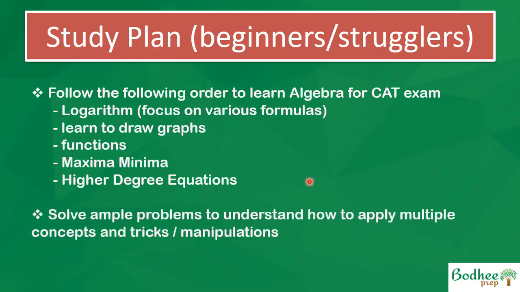These are some of the important things, and it says further that you should solve ample problems to understand how to apply multiple concepts, because CAT is not going to test you on just one concept. Sometimes the concept of logarithms will come along with maxima and minima. Sometimes functions will come together with maxima minima and higher degree equations. So multiple things might be tested in just one question. You have to keep that in mind. Follow this order, and that will definitely help you do better, at least in the algebra section.